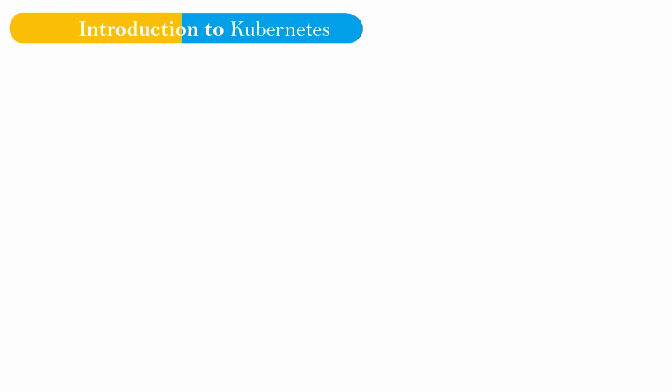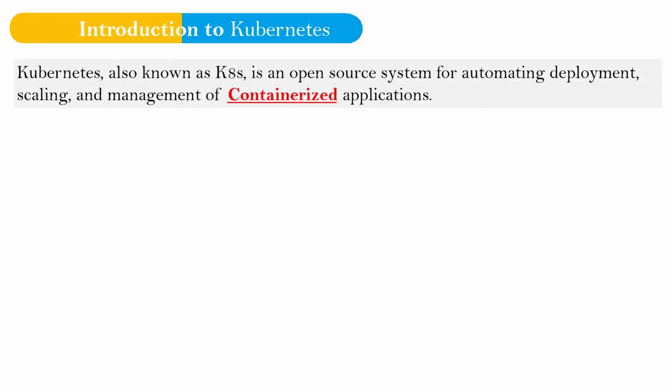Okay, so let us begin with the introduction to Kubernetes. Now, Kubernetes, also known as K8s, is an open source system for automating deployment, scaling, and management of containerized applications. First thing, Kubernetes is also known as K8s. Second, it is an open source system, which you can freely download anywhere on your systems, and you can use it without any restrictions or any kind of licensing agreements or violations. Okay, because it is an open source system.